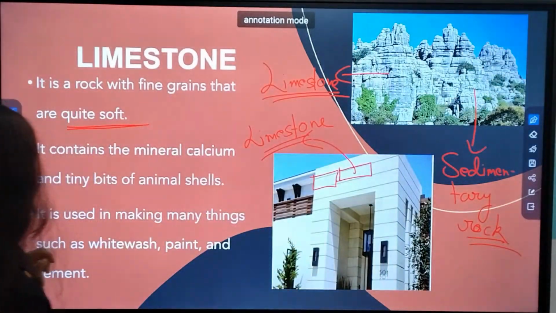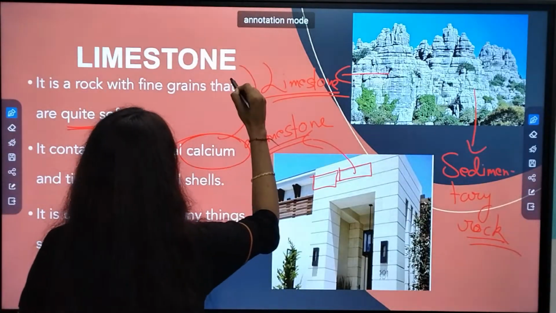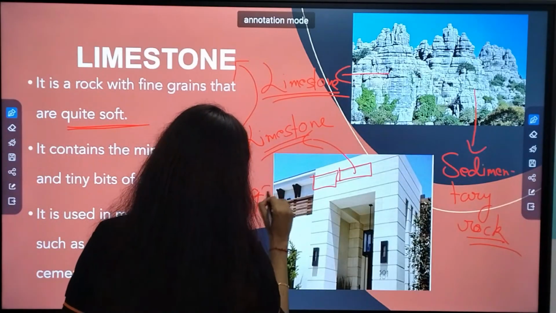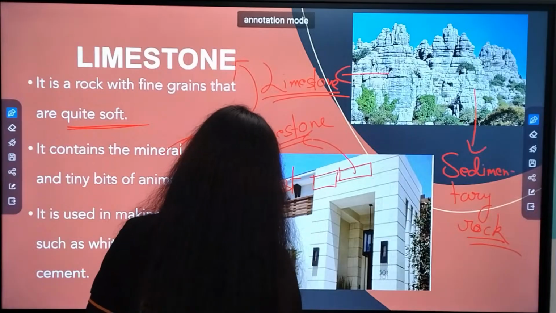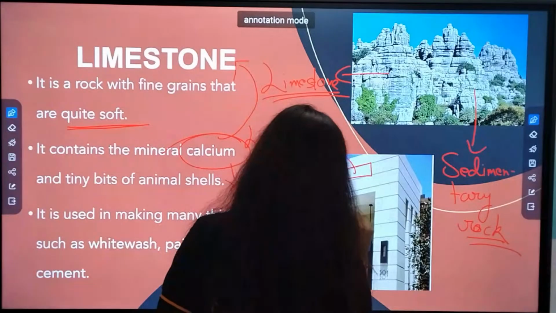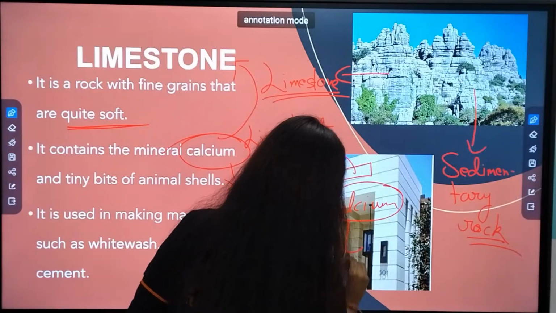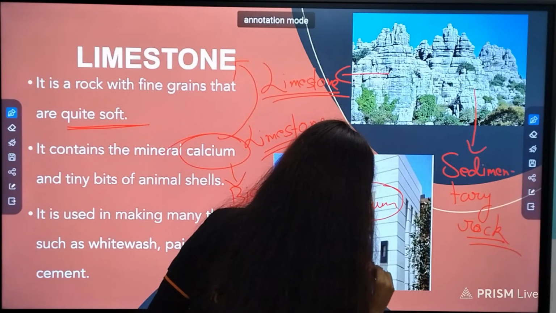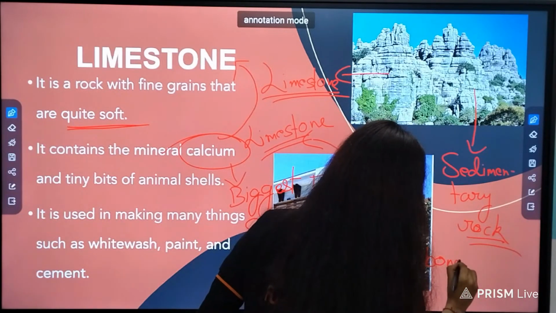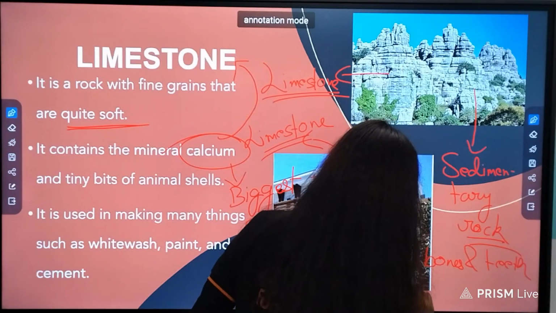I hope you have. It contains the mineral calcium. So limestone is the biggest source of which mineral? Calcium. And why do you need calcium? To keep your bones and teeth strong and healthy.